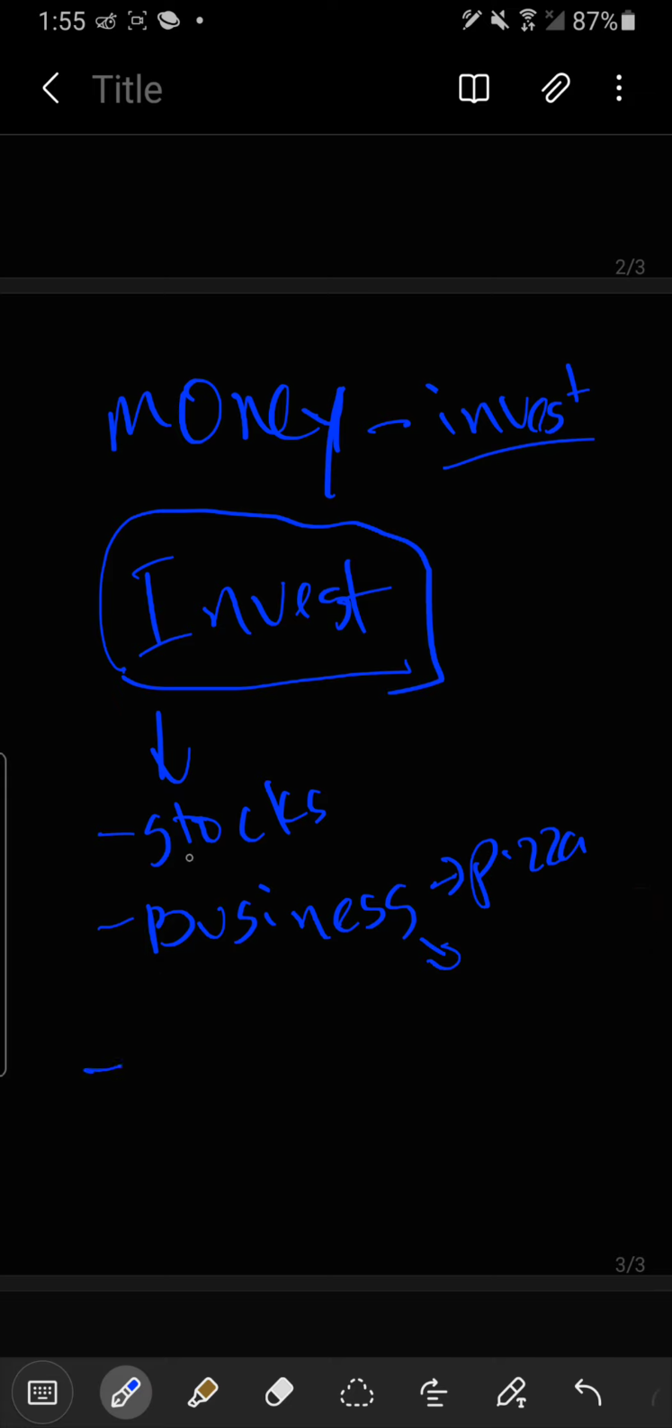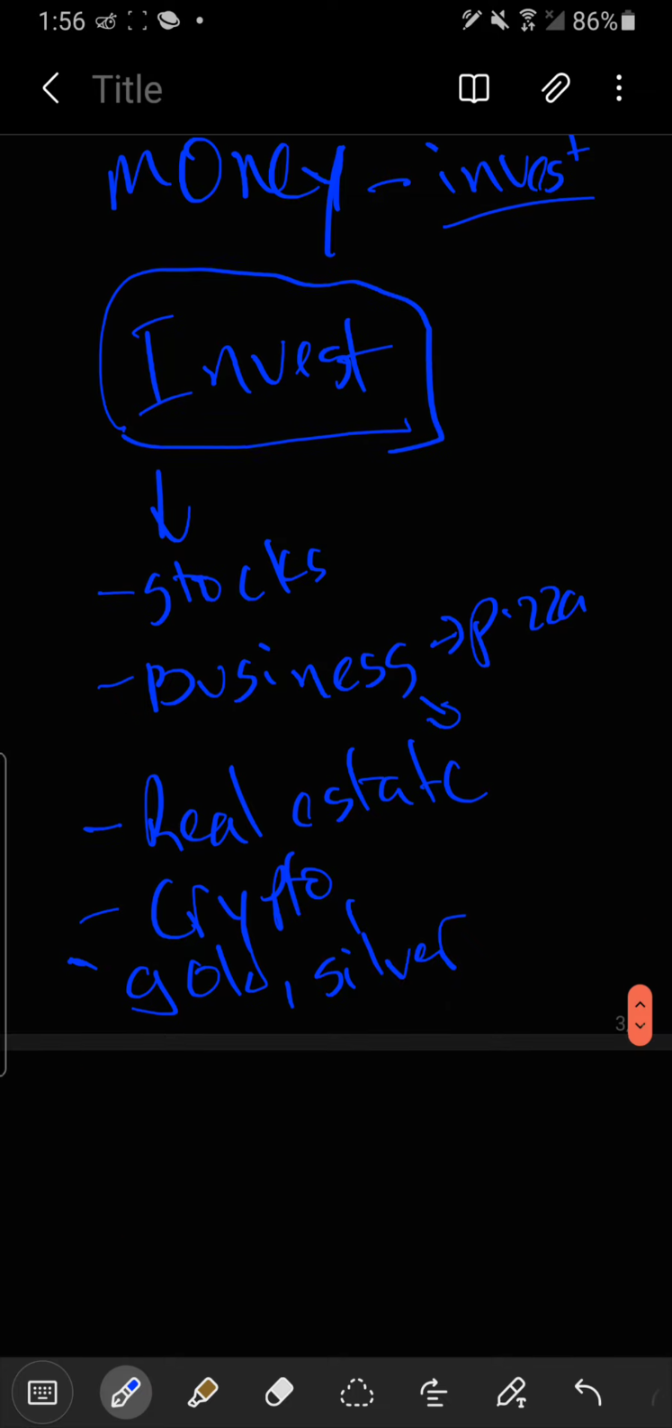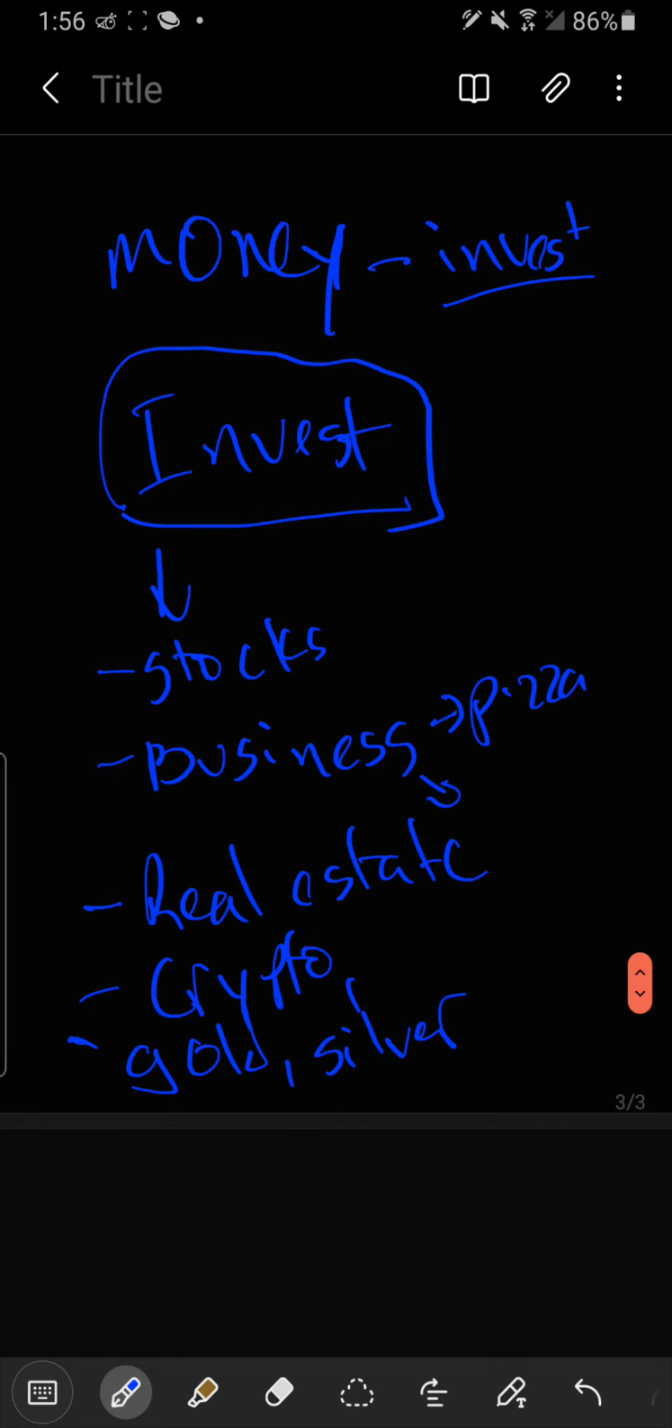Another thing you could do: stocks, business, we have real estate. And then we also have, right now, crypto. We also have gold you could do, and silver and all of that stuff. There's a lot of different forms of investing, guys. This is the point I'm trying to get to you: you want to diversify in as many places as possible.